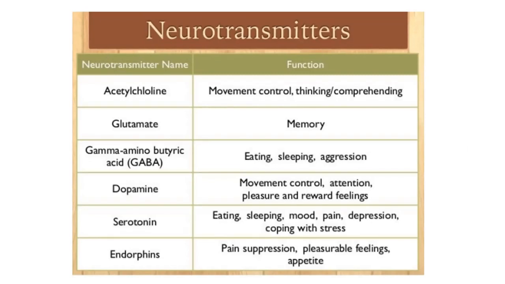So acetylcholine, movement control, thinking, comprehending; glutamate, memory; GABA, eating, sleeping, aggression; dopamine, movement control, attention, pleasure, and reward feeling; serotonin, eating, sleeping, mood, pain, depression, coping with stress; endorphins, pain suppression, pleasurable feelings, and appetite.